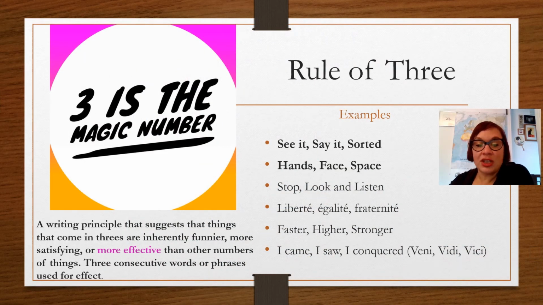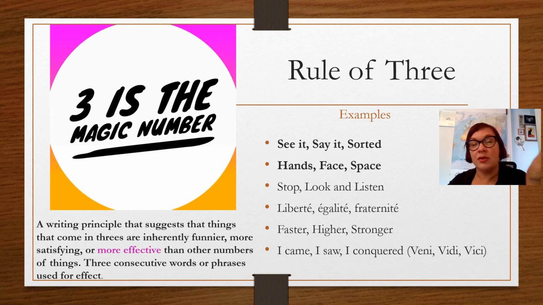Another literary feature is, of course, the rule of three. Three is the magic number. So you will see in advertising, if you look there, it's in prevention. It's used by, see it, say it, sorted. You will remember it's used by TfL, maybe National Rail as well. And then hands, face, space. You are very familiar with that at the moment, and that's obviously in the COVID prevention campaign from the government side.